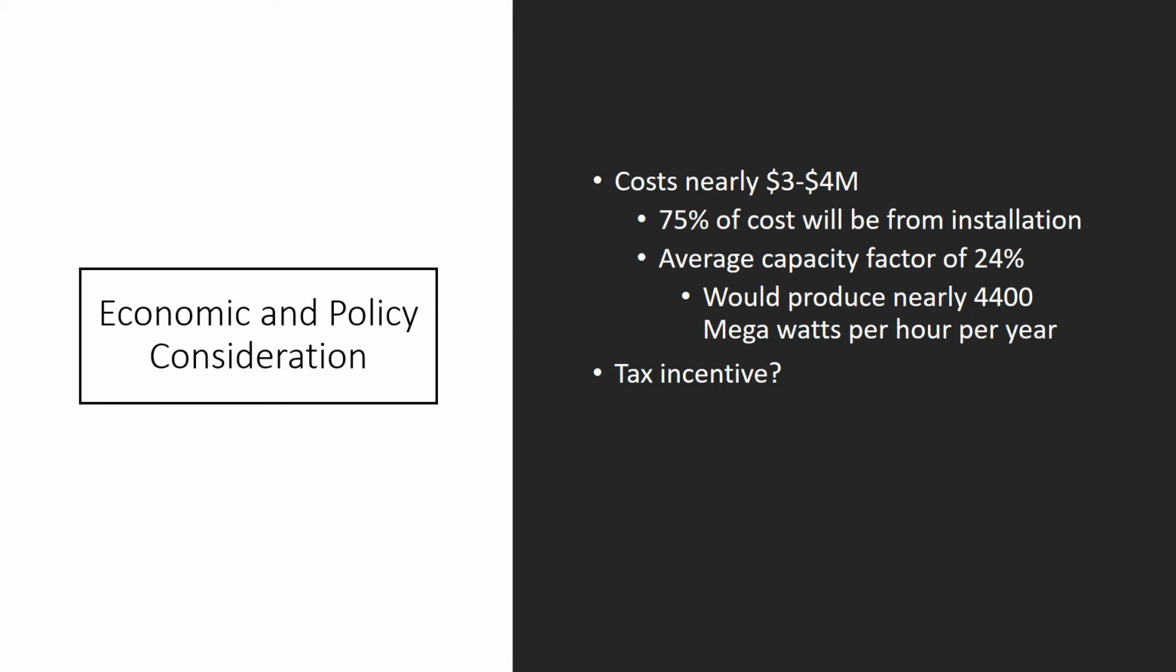Now, when you first look at the cost, it may seem extremely high, but we have to take into consideration the average capacity factor of 24%. This turbine would produce nearly 4,400 megawatt-hours in a year. Now, of course, there will be stoppages for breakdowns and maintenance and who knows what. Consequently, no power plant operates and generates power 100% of the time.